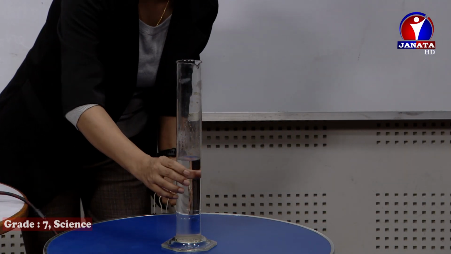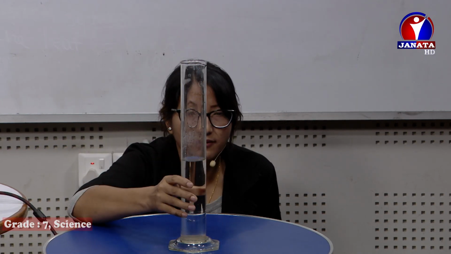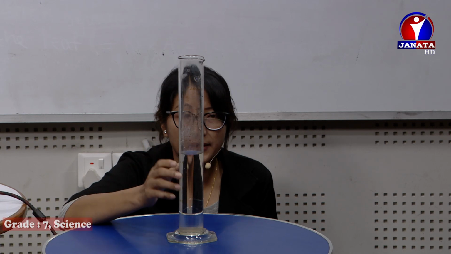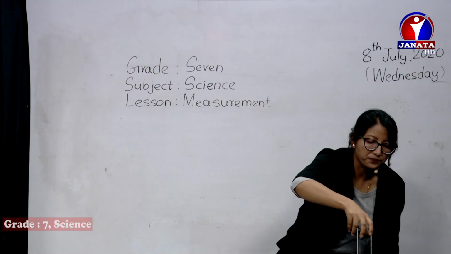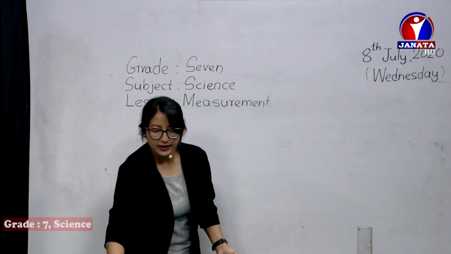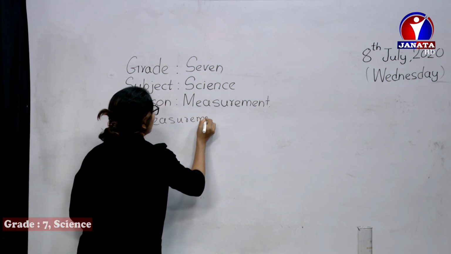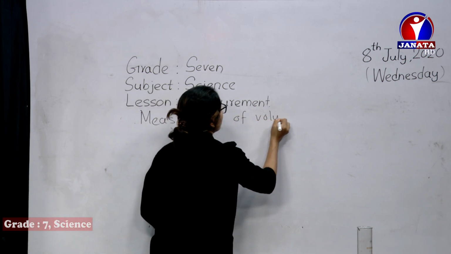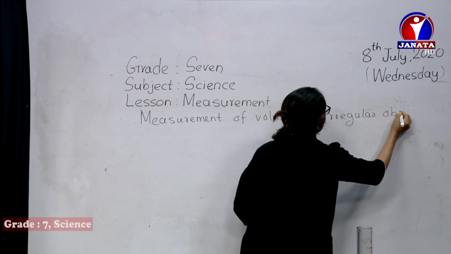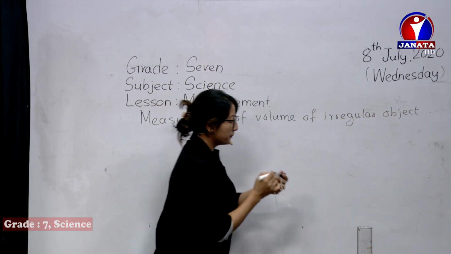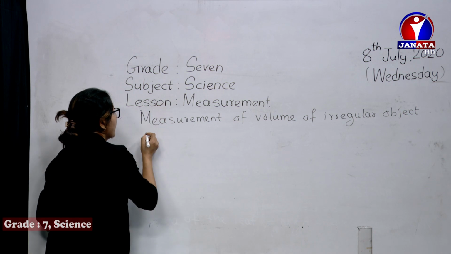First I'll record from my side and then I'll show you. Our eye level should be straight to the meniscus, the water level surface. While measuring, I'm exactly seeing it as 300 ml. So this is the initial volume of water, 300 ml. Measurement of volume of irregular object. Here we have taken a piece of stone. I have already measured the initial volume.